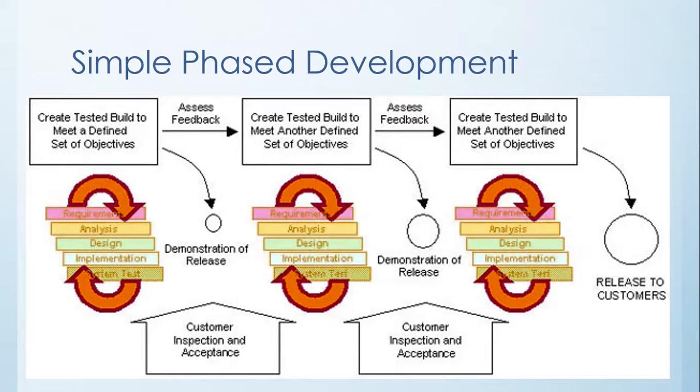So here, this diagram is showing you a simple idea of what phase development might be like. You could go through your requirements analysis, design, implementation, and system test, and then you demonstrate that release to the customer. And then you repeat that again, and you demonstrate the slightly larger system, whether it's incremental or iterative, to the customer, and you just keep repeating that process over and over. So you can see it's just like a whole bunch of mini waterfalls, repeating itself over and over until you get to the point where you have something that you can say, well, we're done.